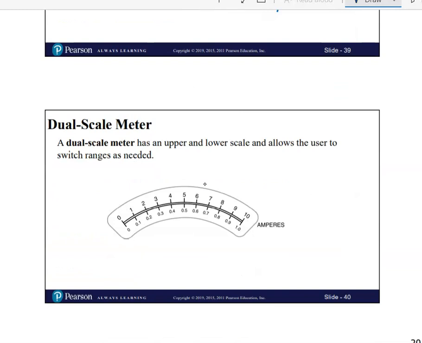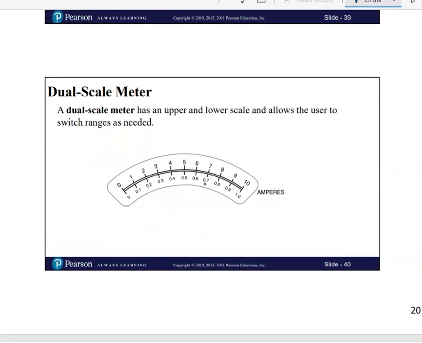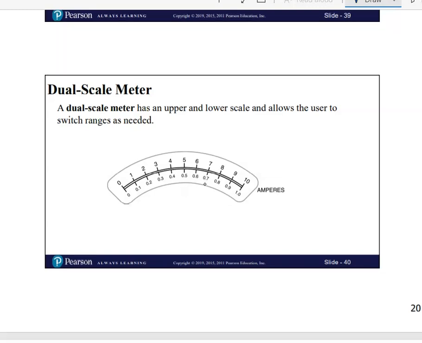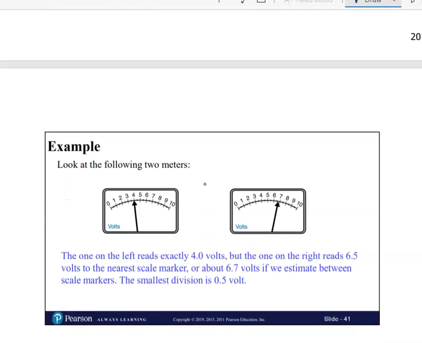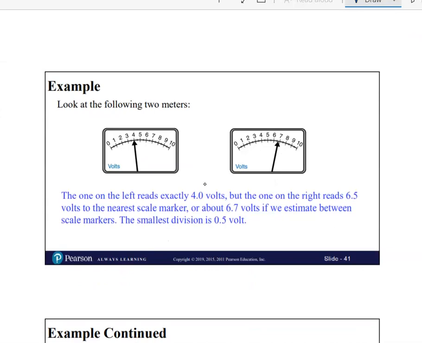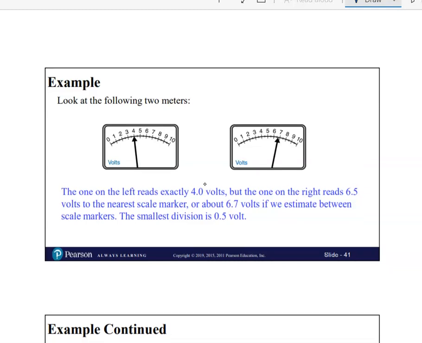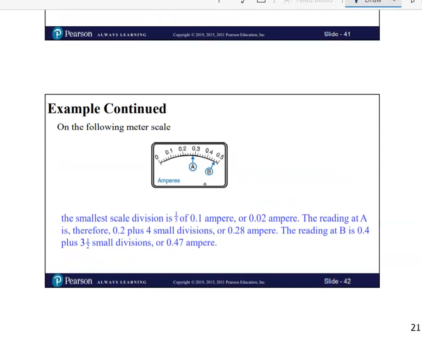A dual scale meter has an upper and lower scale and allows the user to switch ranges as needed. Look at the following 2 meters. The one on the left reads exactly 0.4 volts, but the one on the right reads 0.65 volts to the nearest scale marker, or about 6.7 volts if we estimate between the scale markers. The smallest division is half a volt.